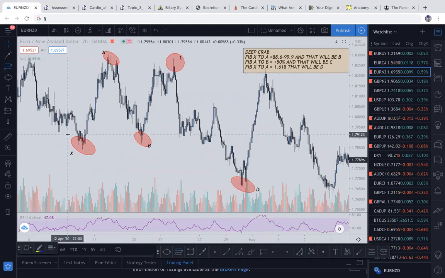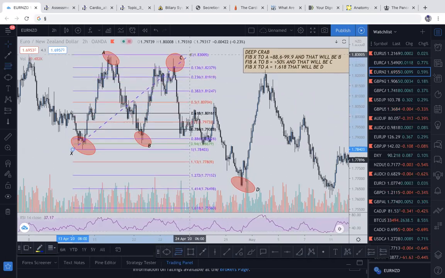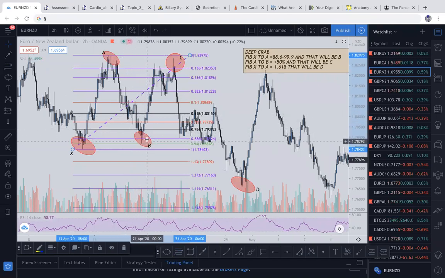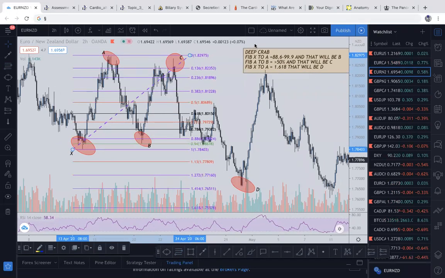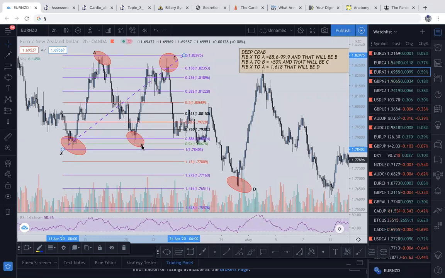Let's put the fibs to it and see if it's within the zones. From X to A, we said we need this retracement to be a minimum of what? 88.6 and between 100%. So that would be 99.9 as the max. And look at this. Are we within the zone, guys? Yes, if we are within the zone, then it means that I can confirm this area as the B leg of a deep crab.